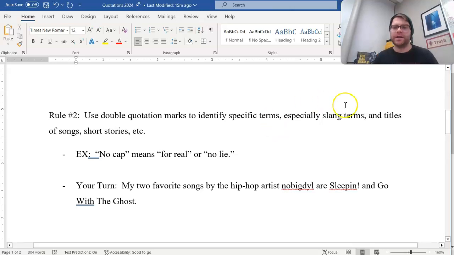This would also apply to titles of things, titles of shorter things like songs, short stories, poems. They go in quotation marks as well.